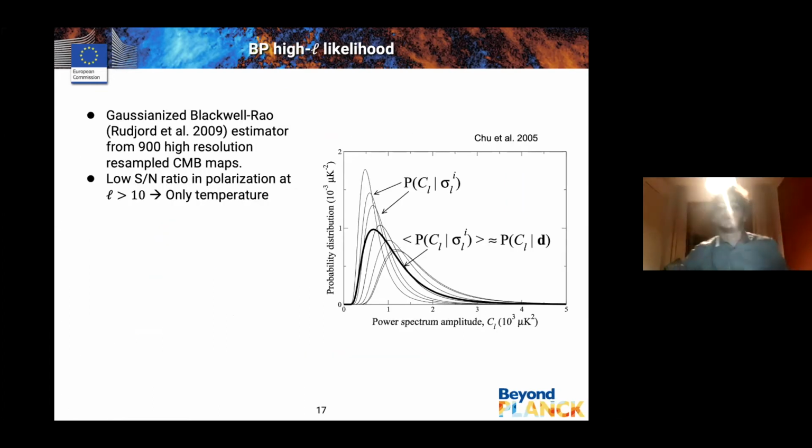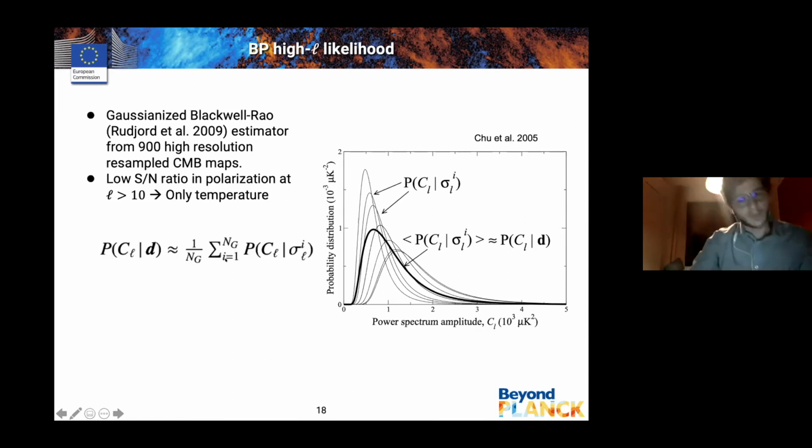Let's now move on and talk about the higher likelihood. We apply a Gaussianized Blackwell-Rao estimator-based likelihood on the 900 high resolution resampled CMB maps. For details about this Gaussianized Blackwell-Rao likelihood, you can refer to this paper here. And we use this likelihood only for temperature because the Blackwell-Rao estimator suffers from poor convergence in case of low signal to noise ratio, and with polarization we have a very low signal to noise ratio already at multipoles greater than 10.